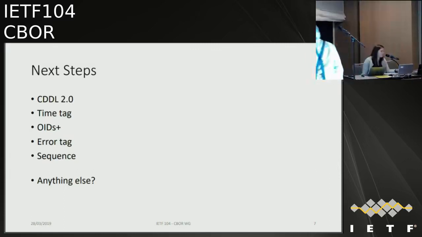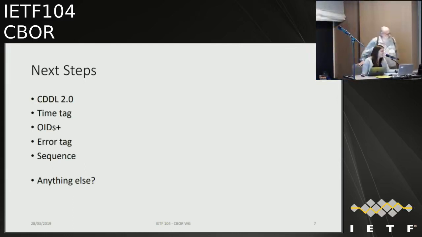So we have talked about the sequence tag, and Carsten has mentioned CDDL 2.0, and also we have the one document that is chartered but not yet adopted, which is the OID. We're waiting for an update on that to do the call for adoption, and this OIDs plus is anything that might get taken out of that, so that's also something that is up for discussion. So I'm asking for people's opinion here. What do you think is prioritized? What should we do?